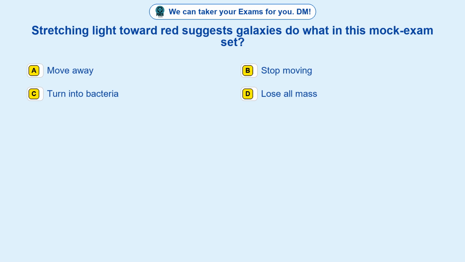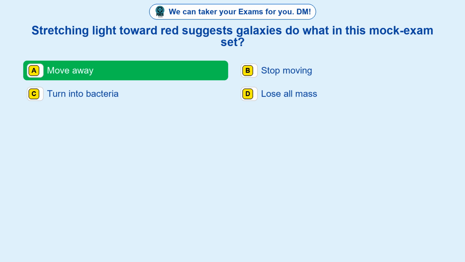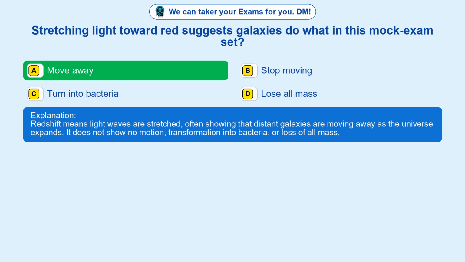Question 94. Stretching light toward red suggests galaxies do what in this mock exam set? Option A, move away. Option B, stop moving. Option C, turn into bacteria. Option D, lose all mass. The correct answer is option A. Move away. Redshift means light waves are stretched, often showing that distant galaxies are moving away as the universe expands. It does not show no motion, transformation into bacteria, or loss of all mass.